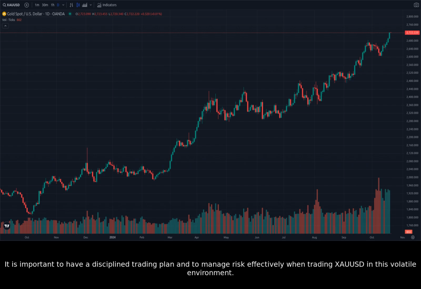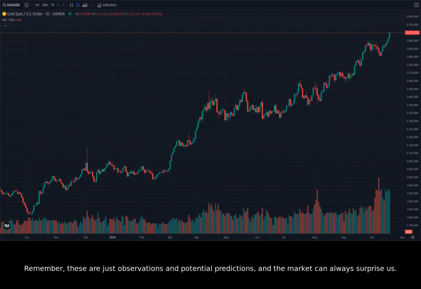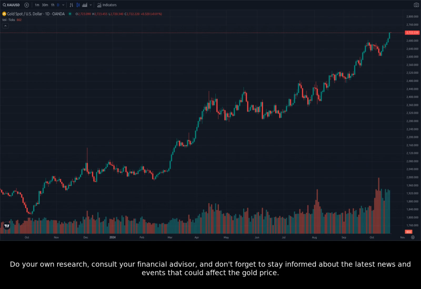It is important to have a disciplined trading plan and to manage risk effectively when trading XAUUSD in this volatile environment. Remember, these are just observations and potential predictions, and the market can always surprise us. Do your own research, consult your financial advisor, and don't forget to stay informed about the latest news and events that could affect the gold price.